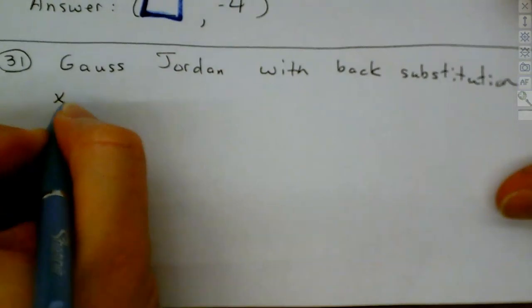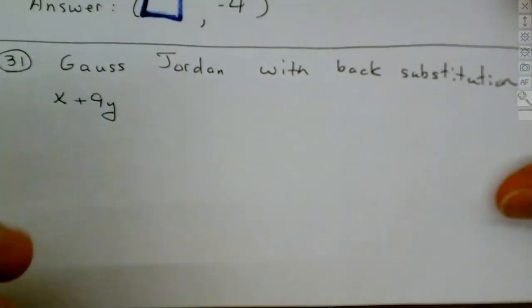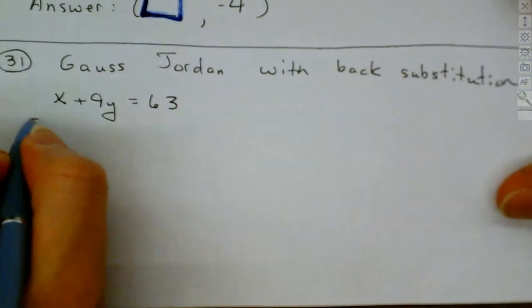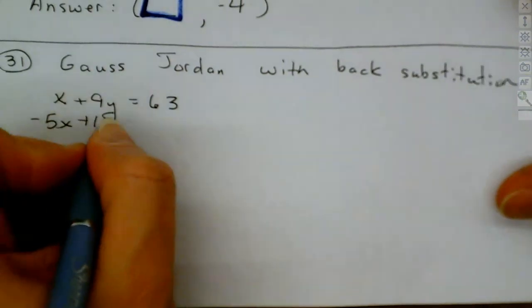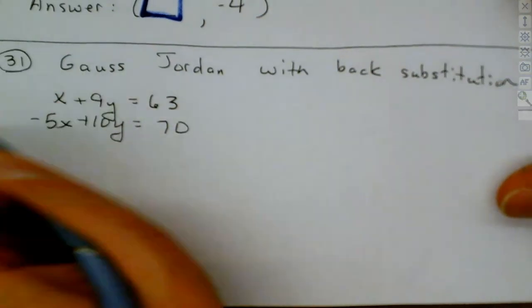Now again, I don't care what method you use. The important part is get the correct answer. So any method that you want to use, if you want to use Cramer's rule, which you could do, but I would say use elimination or Gauss-Jordan. These are the two easiest.